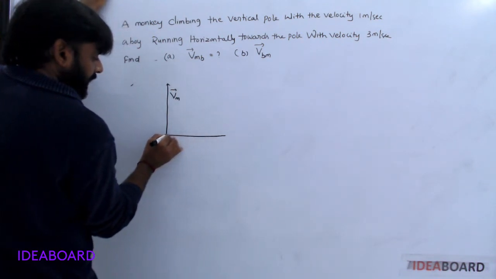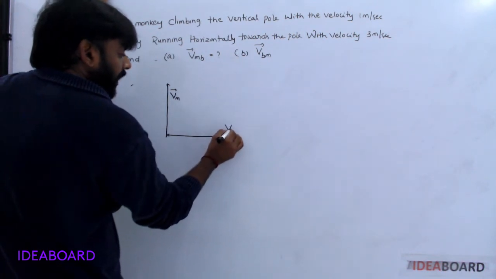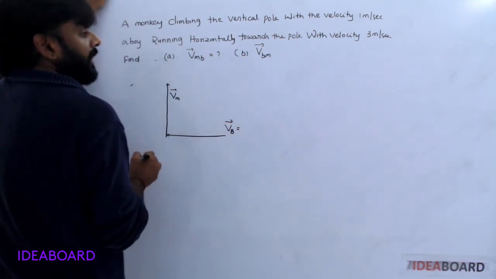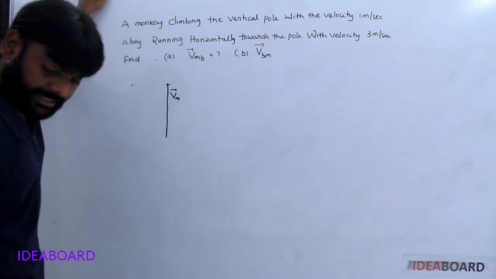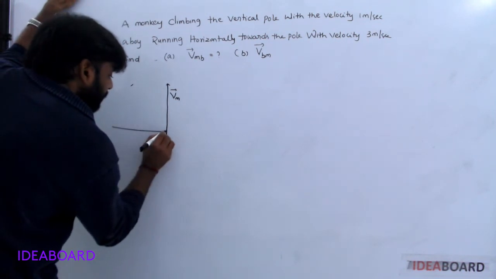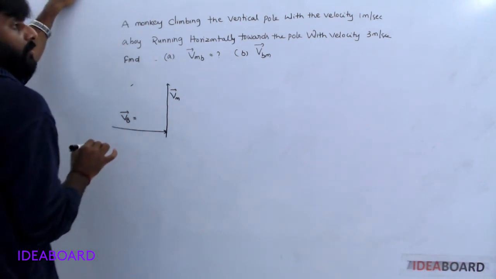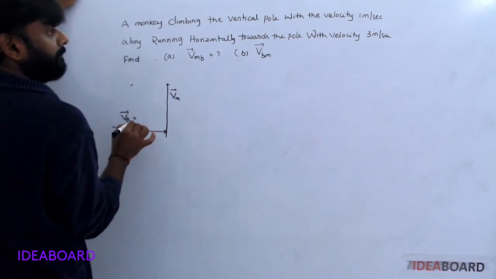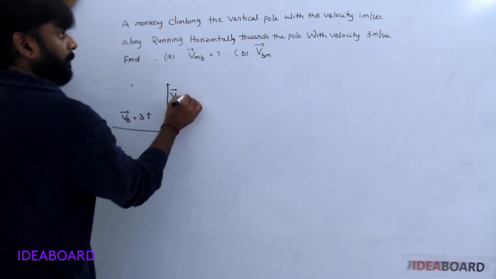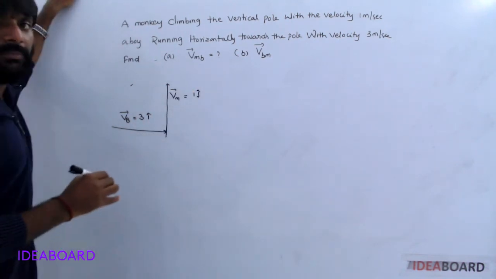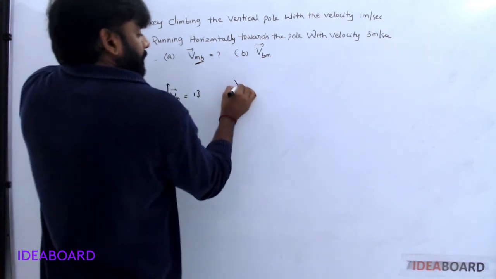Here boy moving in this direction. Boy velocity, for our convenience, taken here in this way. Okay, what is the given boy velocity here? 3 meter per second, 3 along x-axis, i cap. Monkey velocity 1 j cap. Understood? First of all, monkey with respect to boy.